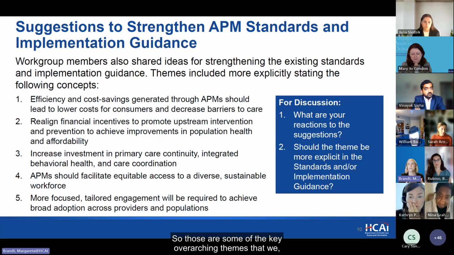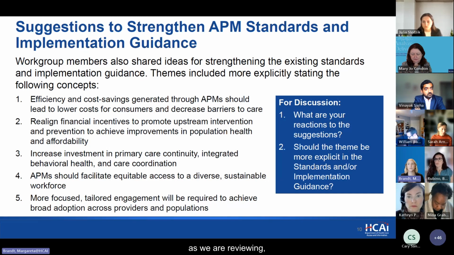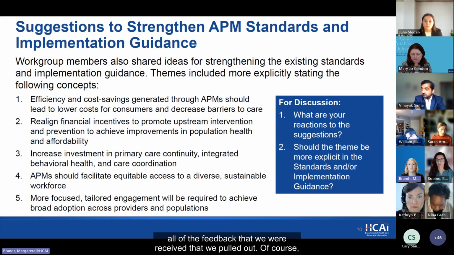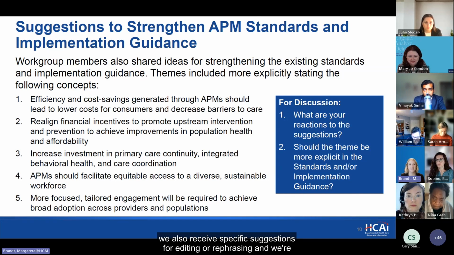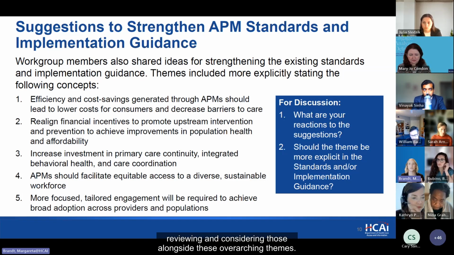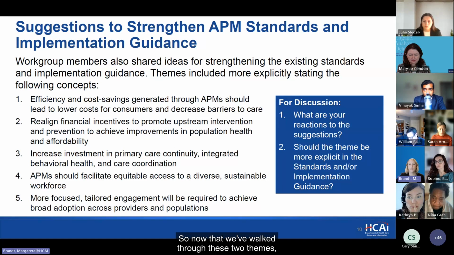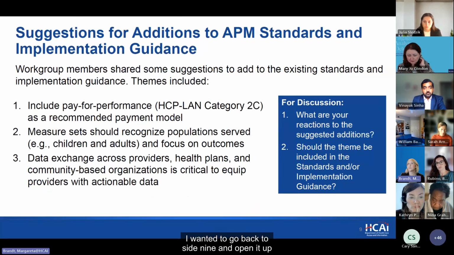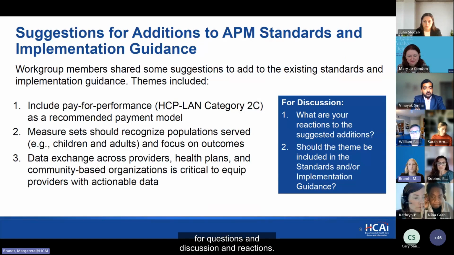So those are some of the key overarching themes that we pulled out as we're reviewing all of the feedback that we received. Of course, we also received specific suggestions for editing or rephrasing, and we're reviewing and considering those alongside these overarching themes. So now that we've walked through these two themes, I wanted to go back to slide 9 and open it up for questions and discussion and reactions.